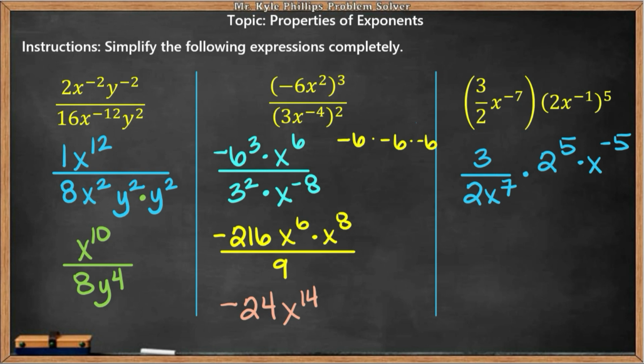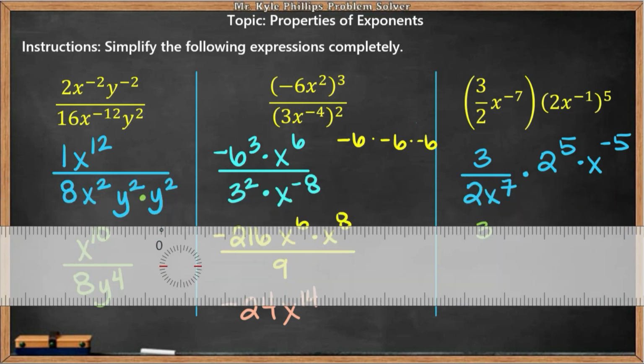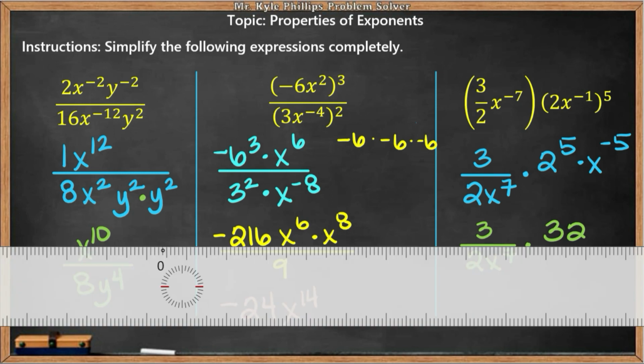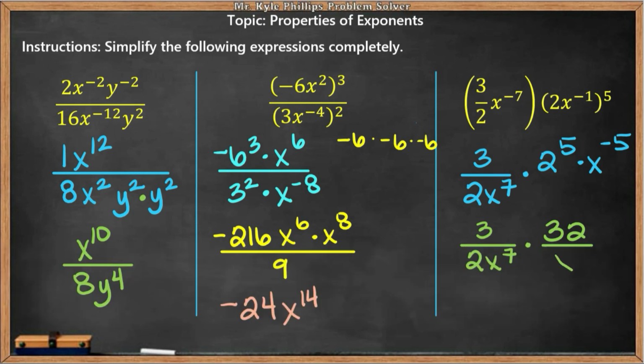So here we can do a couple of things to simplify. We can go ahead and say what 2 to the 5th is, and we know this x to the negative 5th needs to come to the denominator. So let's write this out. We have 3, and that's going to be over 2x to the 7. 2 to the 5th, remember you can just say 2 times 2 5 times. So 2 raised to the 5th is going to be 32. And this will all be over x to the 5th.